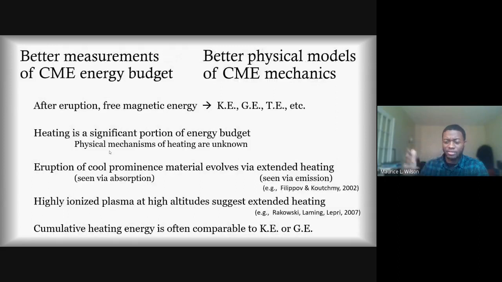There have been like 7 or 10 papers that have quantitatively calculated the cumulative heating energy, which is just the total integrated thermal energy being generated by the CME even after it's erupted. So there have been a number of papers that have calculated this and found that it's comparable to the kinetic energy. And if it's comparable to kinetic energy, then it's obviously a significant part of the total energy budget.